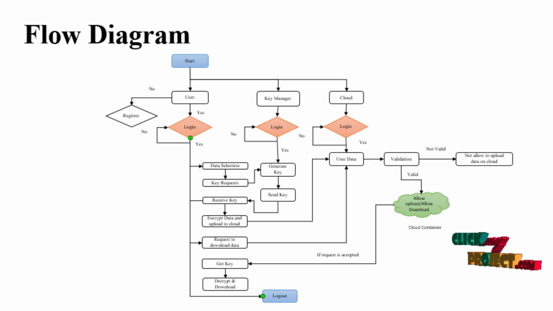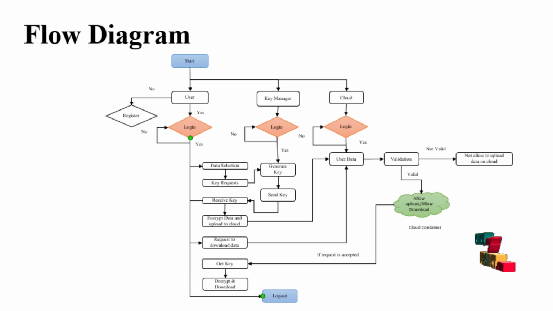After encrypting the data, the user can upload their data into the cloud. But the data will go to the cloud module first. After verification done by the cloud, it will provide access to allow the user data upload into the cloud. If the user is not valid, the data will not be uploaded into the cloud container.